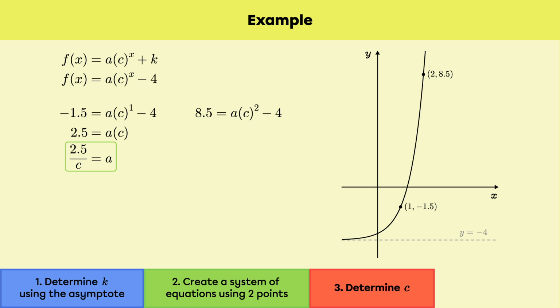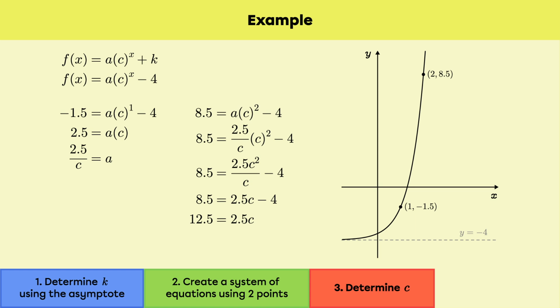Next, replace a in the second equation with this expression. We get this. We can multiply, which gives 2.5c² / c. Next, we simplify the c's. 2.5c² / c gives 2.5c. We isolate c by adding 4 on both sides of the equation. Then we divide by 2.5. We find that c = 5.